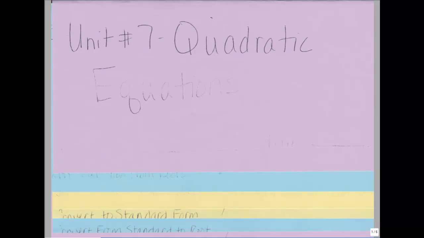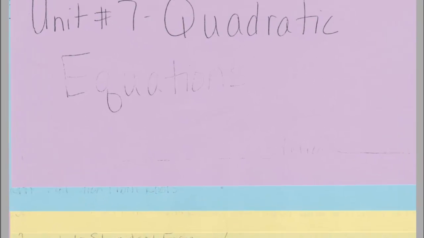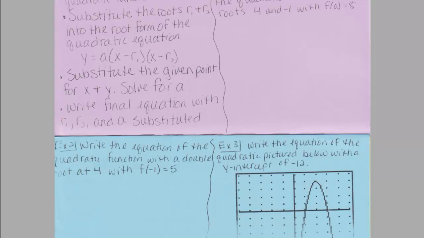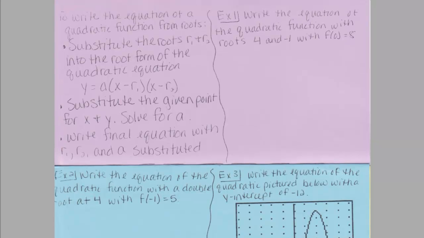This is Unit 7, Quadratic Equations. We will be doing the first 2 pages of our foldable today. So flip it open, and it will be purple on top and blue on bottom. We're going to learn how to write a quadratic equation just from their roots and some given point. So this is the equation that we will be using.